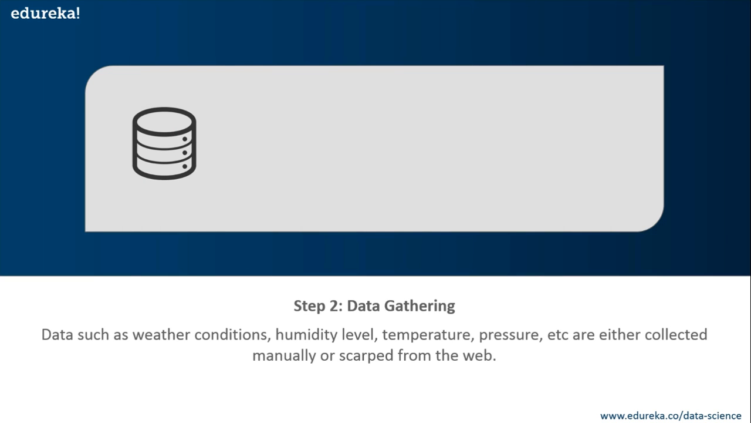Now let's move on and look at step number 2. Step number 2 is basically data collection or data gathering. At this stage, you must be asking questions such as what kind of data is needed to solve the problem? Is the data available? And if it is available, how can I get the data?